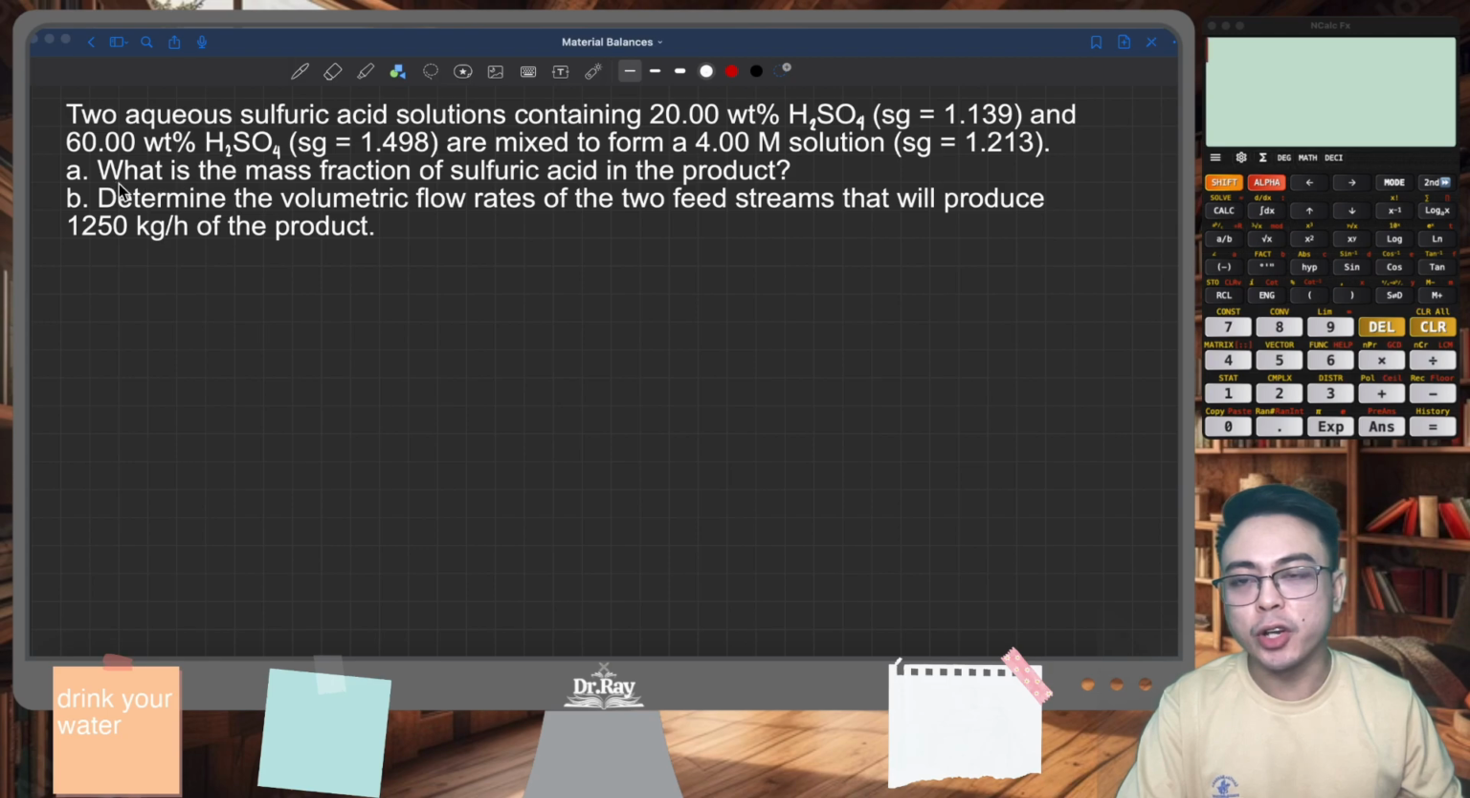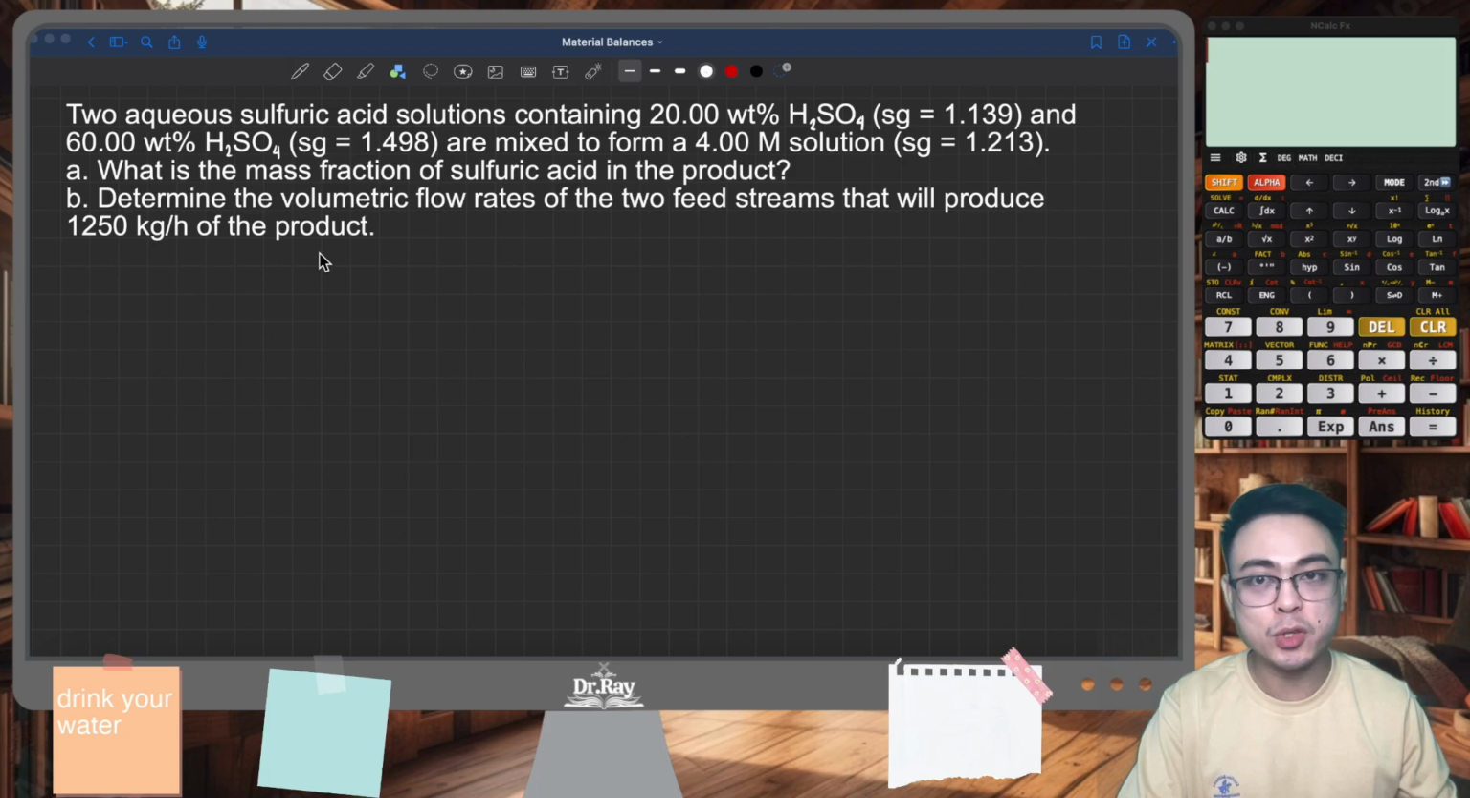The question is, letter A, what is the mass fraction of sulfuric acid in the product? And letter B, we are to determine the volumetric flow rates of the two feed streams that will produce 1,250 kilograms per hour of the product.